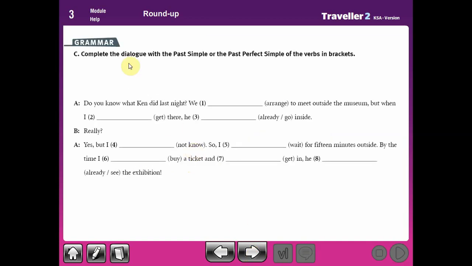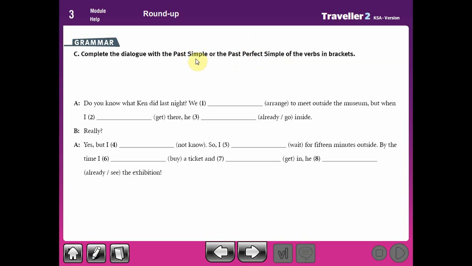Now to the next exercise, we have a complete dialogue with the past simple or past perfect. As we said before, you look for which one happened first. Yes, the past perfect happened first. Then what happened after that? The past simple. Both of them happened in the past, but this is number 1 and this is number 2, right?